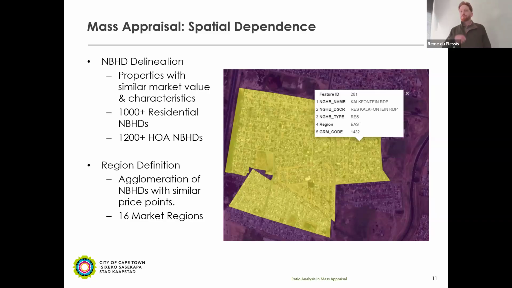Luckily we don't have to start from scratch every time. We have the spatial layers that we've constructed from the previous GVs. But essentially what we do is we find clusters of properties that have similar characteristics and similar market values, that we measure both in the sales price over the last period as well as the assessed values in the previous GV. And then we can draw borders to agglomerate them.